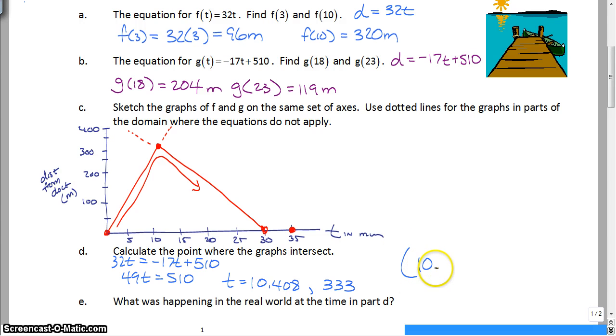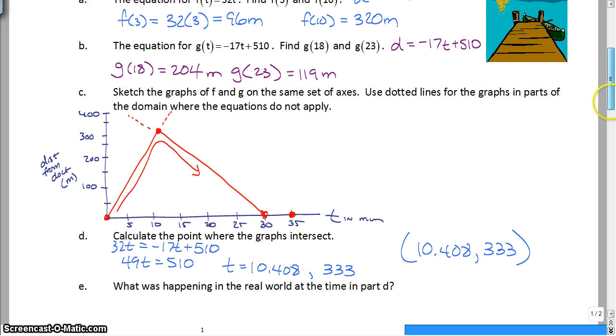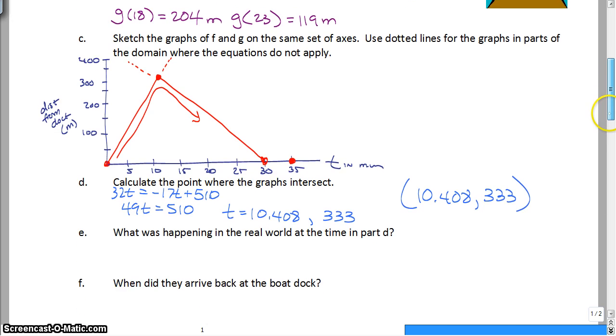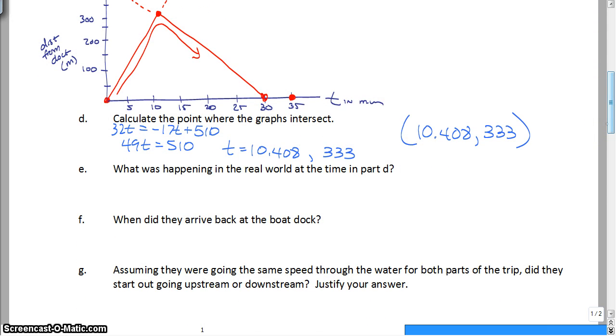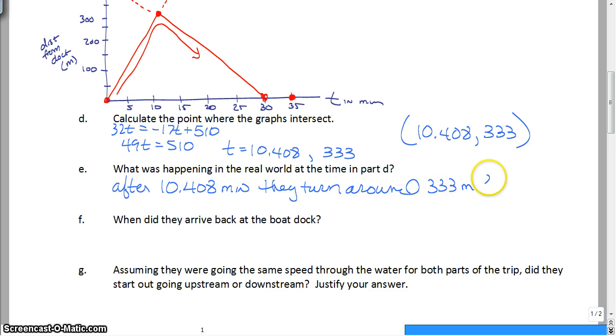Okay, so that's the point where the graphs intersect. They intersect at 10.408, 333. And that tells us how far. So in the real world, what is happening in part D? So that's saying that after 10 minutes and some change, they turn around 333 meters from the dock. They're starting to come back.